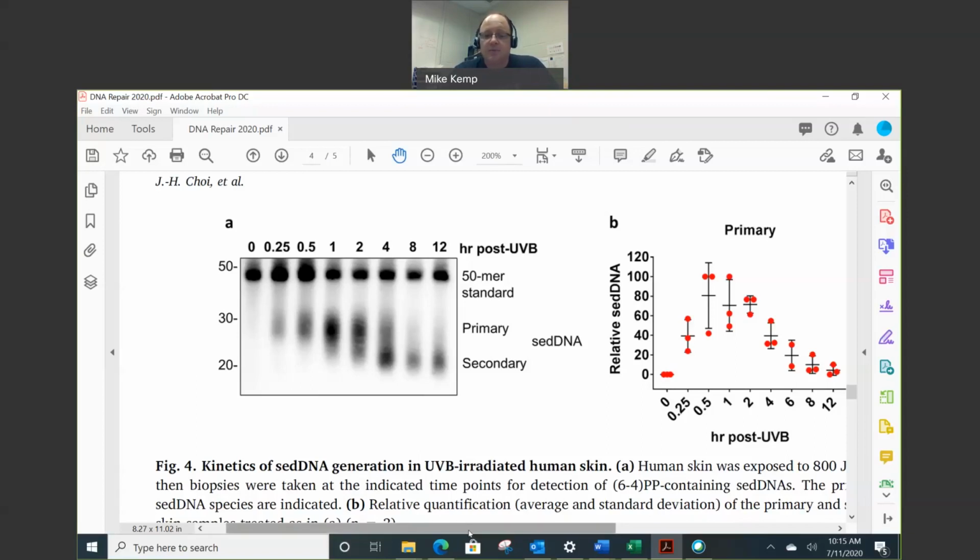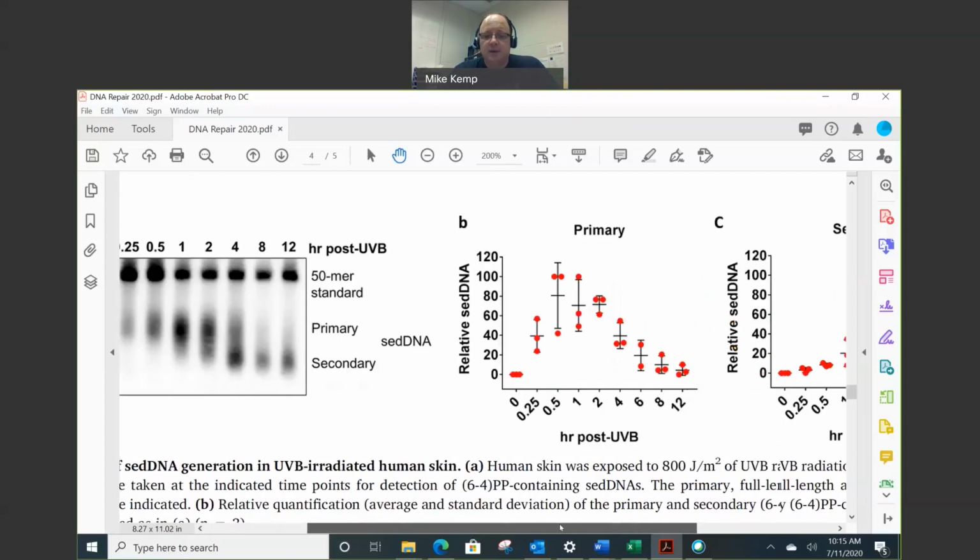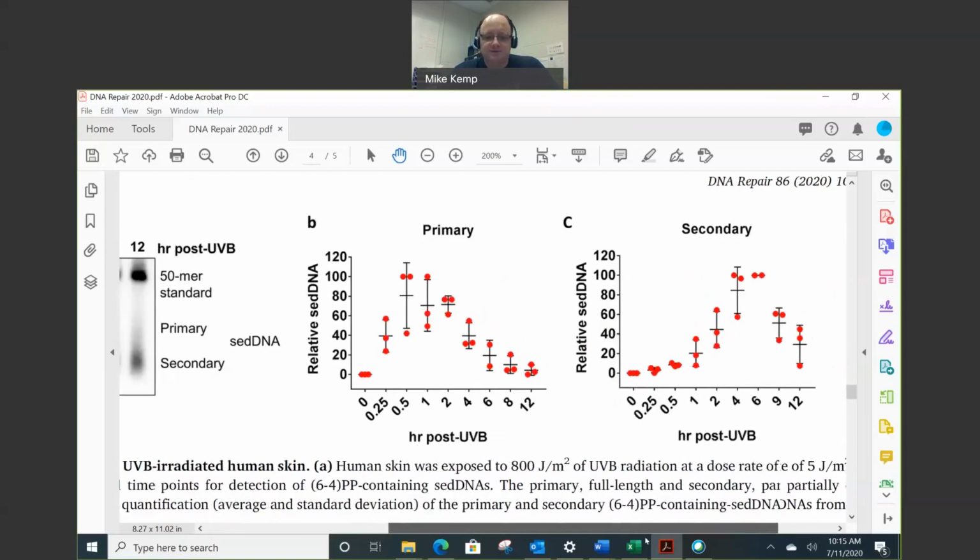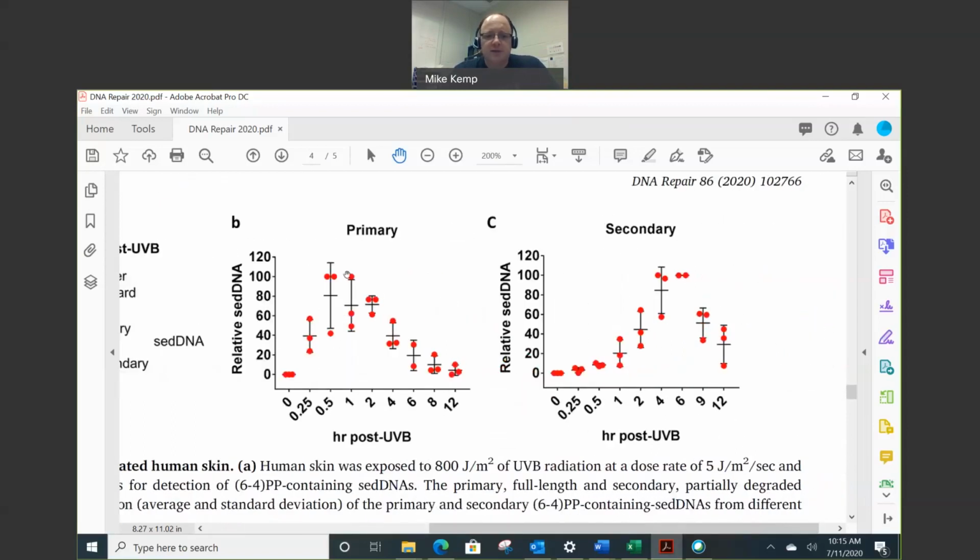It again seems to mimic pretty well what we see in vitro, both in cell-free systems and in cell culture. And in figure 4B and C, what we've done is to quantify the kinetics of the primary product versus the secondary. Consistent with what we see in cell culture, it seems to peak half an hour to an hour after UVB exposure. Then the primary products start to get degraded. The secondary products seem to peak a little bit later, 4 to 6 hours later, and then they also start to get degraded. We haven't done a whole lot of work to understand how these oligos get degraded, or what the nucleases are that do that.